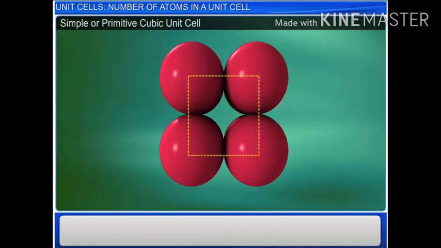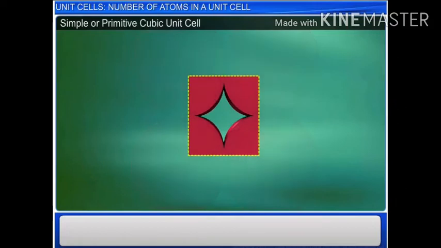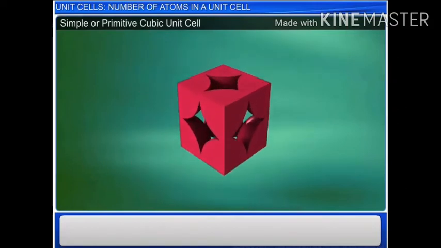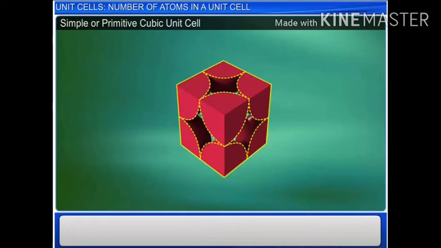By considering the portion of atoms inside the cell boundary, we can generate a unit cell of a simple cubic lattice. From this, it is evident that each atom at the corners contributes 1/8 of its original volume to each unit cell.